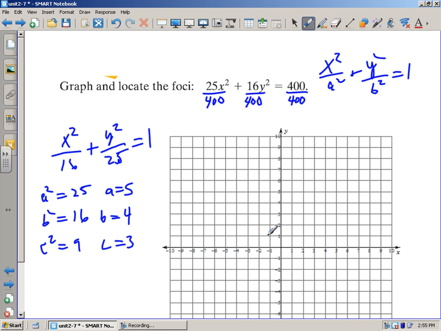So now we plot it. Bigger number under the y, I go to my 5, I go to my 5, I'm going here to 4 and here to 4, and I'm going to draw an awful looking ellipse, and now my c is at 3, so I go here to 3 and here to 3, and then say, okay, this is 0, 3, this is 0, negative 3. And that's all there is to it.